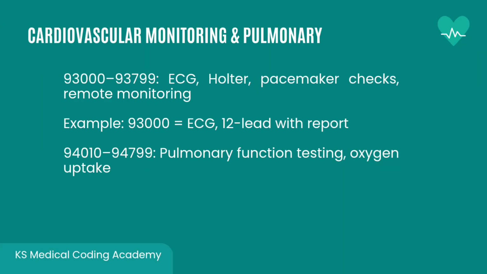Cardiovascular and pulmonary services. CPT codes 93000 to 93799 cover EKGs, Holter monitors, and pacemaker checks. For instance, 93000 is a 12-lead ECG with interpretation and report. Pulmonary function testing, codes 94010 to 94799, include spirometry and oxygen studies.